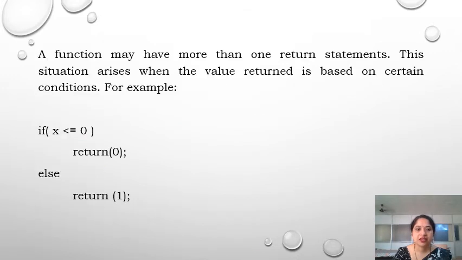A function may have more than one return statement. This situation arises when the value returned is based on a certain condition. For example, if the condition x is less than or equal to 0, then we may want to return 0. Otherwise, we need to return 1. So it can have one or more values to be returned based on the condition.